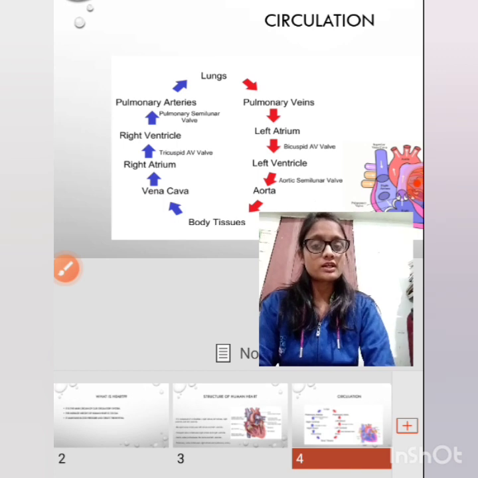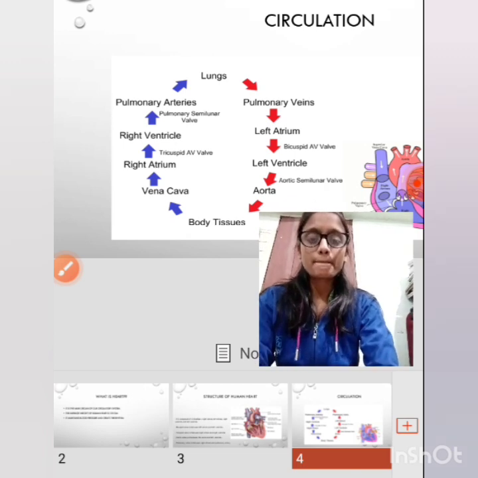From right atrium it comes to the right ventricle, and from right ventricle via pulmonary arteries it comes to the lungs. And this is a circulatory process. It comes in a regular rhythmical manner.